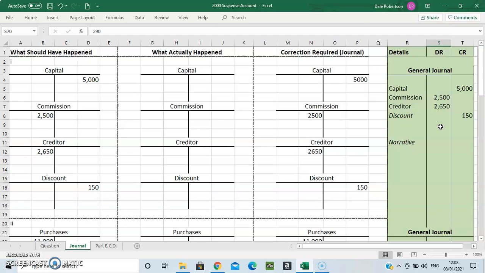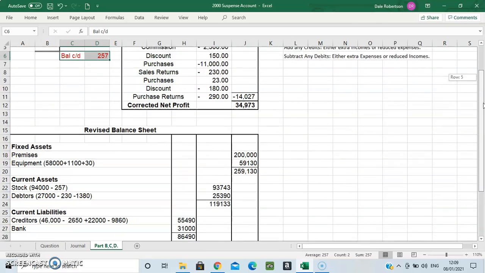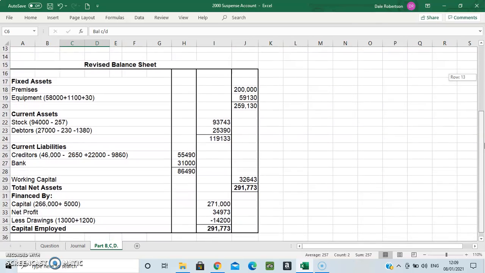So in part B, C, and D, I'm going to show you the overview of all of this first. In part B, we're being asked to create a suspense account, which is just a little T account with the word suspense at the top. I'm going to show you where to get those numbers and how to balance it. In part C, you're asked to do a corrected net profit. This is the same as the ordinary level videos that you viewed. So you're going to add any credits and subtract any debits to get your corrected net profit. And then in part D, we are going to do a revised balance sheet.